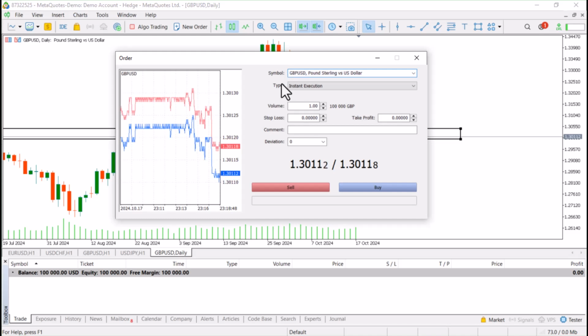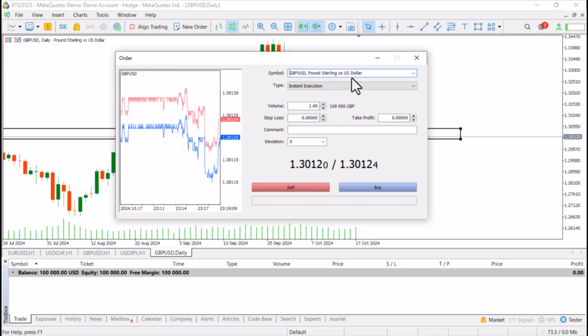The first thing you see on the list is what we call the symbol. Now what does the symbol represent? The symbol means the name of the asset you want to trade. Under this symbol right here, you can see we have British pound sterling USD. That is the pound versus US dollar.